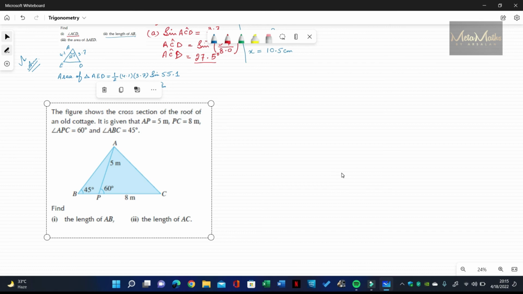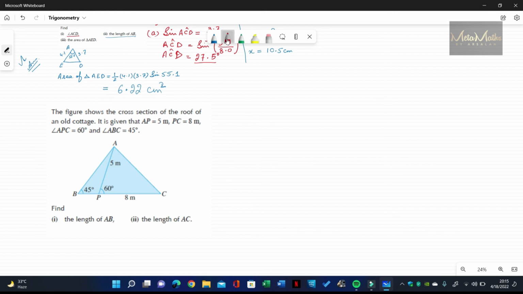The figure shows the cross section of the roof of an old cottage. It is given that AP is 5 meter, and PC is 8 meter, and angle APC is 60 degree, and angle ABC is 45. Everything is drawn on the diagram. First thing, you need to find the length of AB.